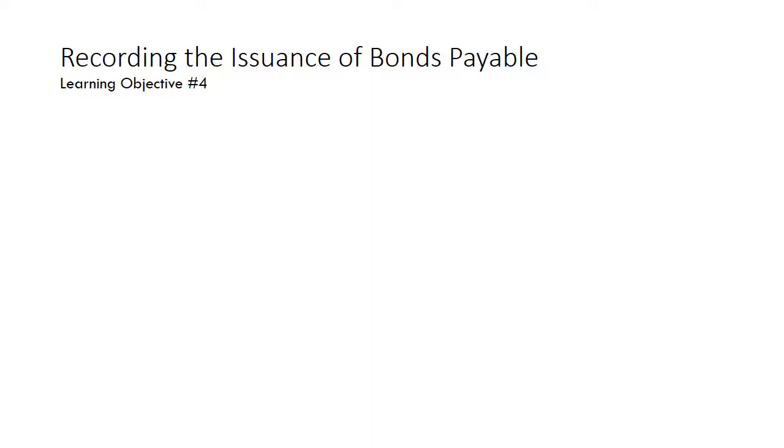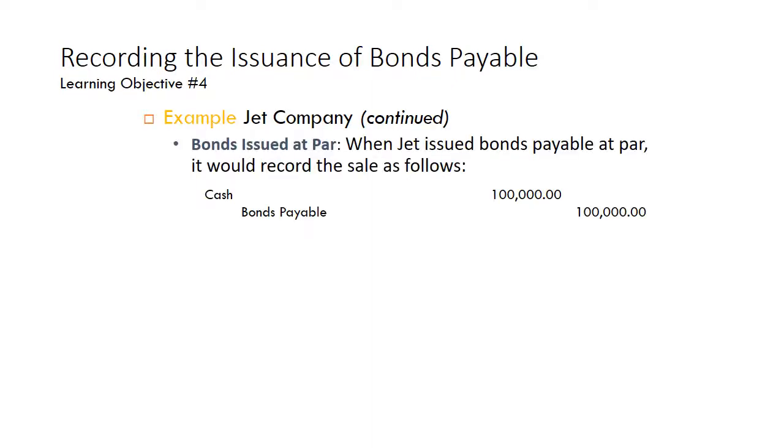All right, so what happens when we have an issuance of a bond? So here we go. Jet company, when they sell their bond, when the market rate of interest, the effective rate, equals the stated rate, they will debit cash and credit bonds payable. It didn't sell above or below the face value.